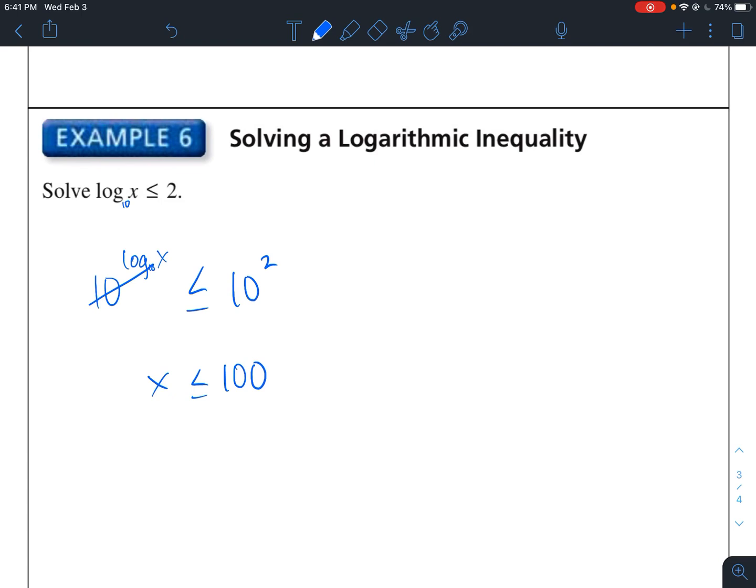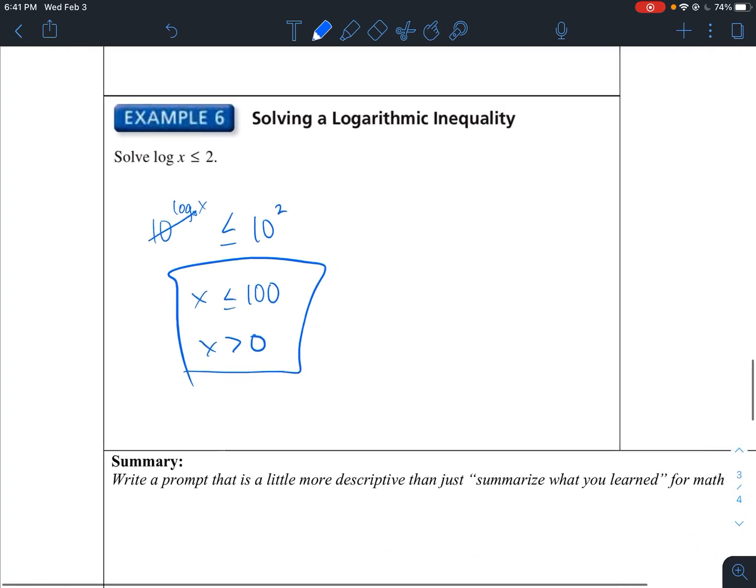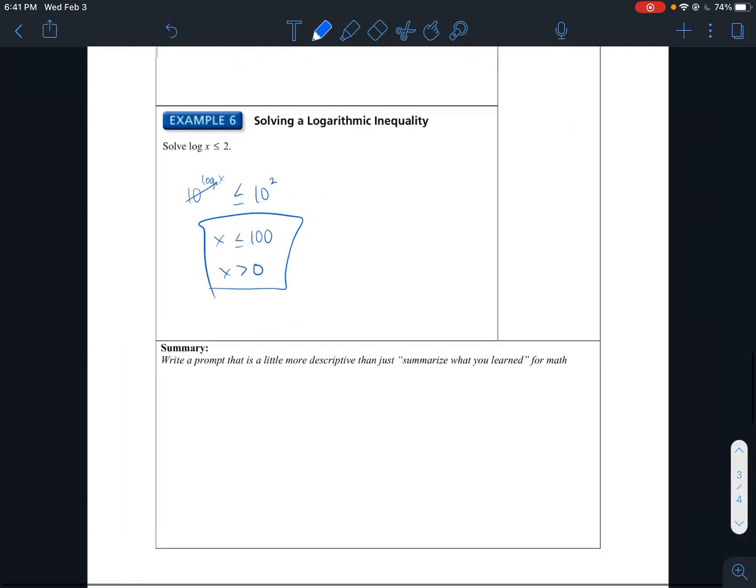Now just be careful for inequalities. Remember that you can't take the log of a negative number. So that means x has to be greater than 0 also. So that would be your inequality: from 0 to 100 is your solutions.